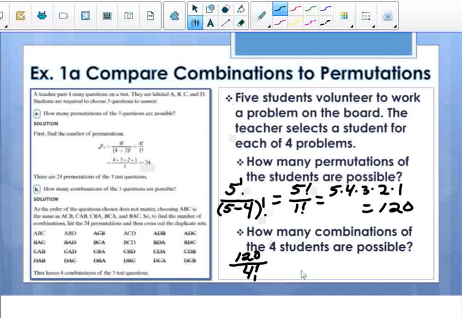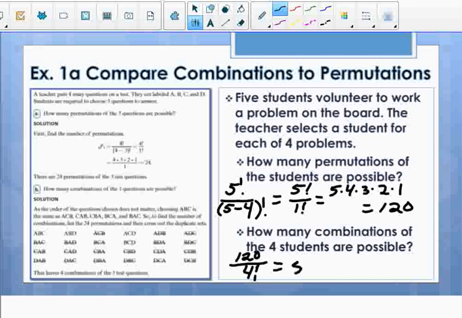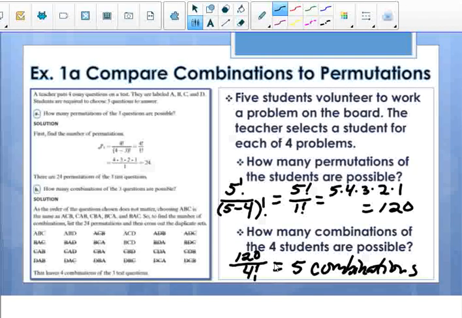We grab our calculator here. We would have 120 divided by 4 factorial. I can hit the math button, number 4, hit enter. That gives us an answer of 5. So there are 5 combinations where order does not matter. There's 120 total possible ways for the teacher to assign those 4 problems, but only 5 completely different groupings of students.